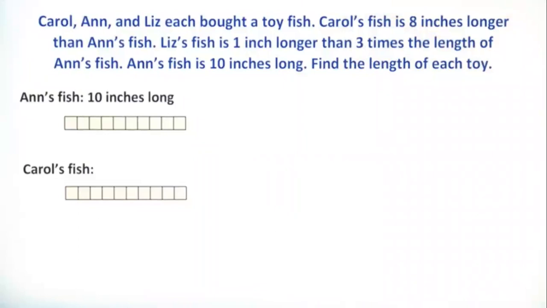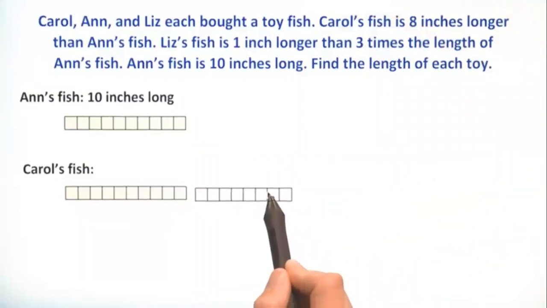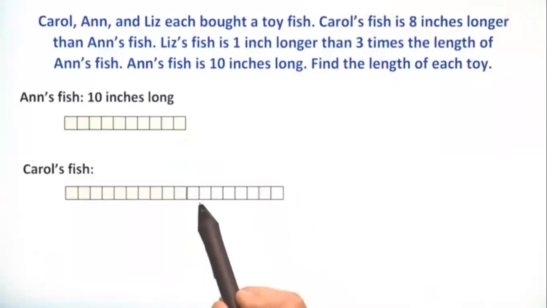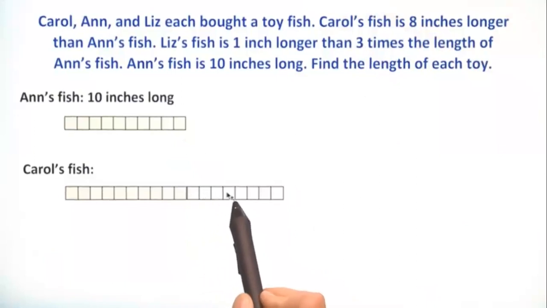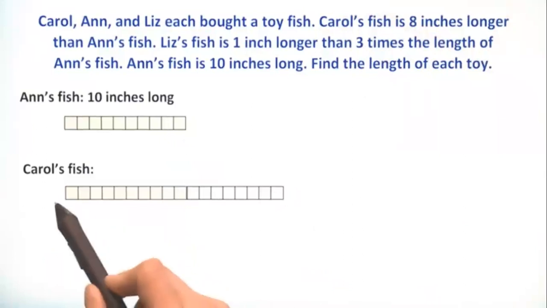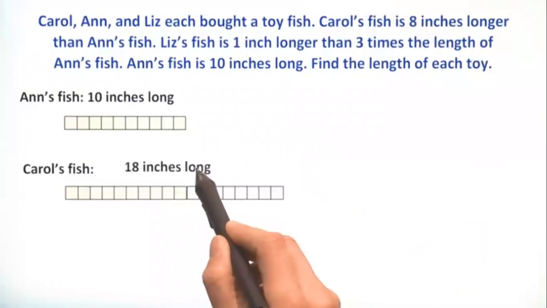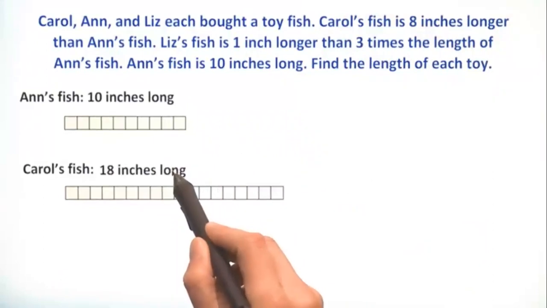So if I bring on 8, and you can check this out for yourself, whoops, hard to drop in there. There we go. It really is 8 more inches. 1, 2, 3, 4, 5, 6, 7, 8. So this little row of squares represents 8 inches. And so all together, we have 10 plus 8. Well, that's 1 ten and 8 ones, so that's 18. So we see, aha, Carol's fish is 18 inches long.